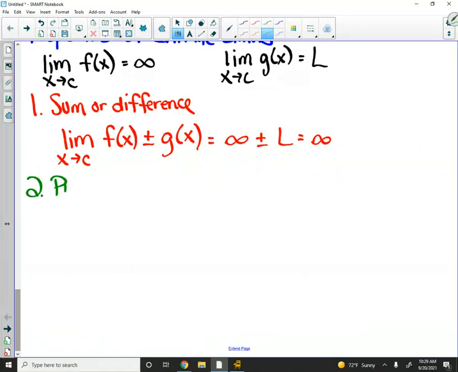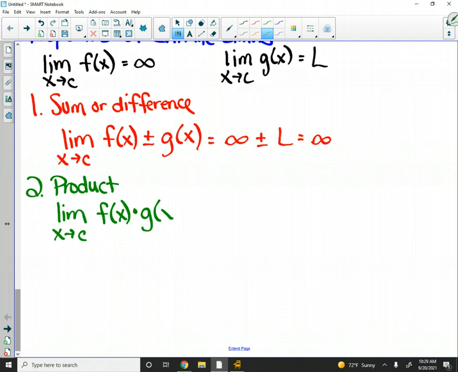All right, next one is product. The limit as x approaches c of f of x times g of x. Okay, we also had a property a little bit ago that said we're allowed to look at each of them separately. So the limit of f of x is infinity times the limit of g of x, which is some number L. So if you take infinity and you multiply it by 3, it's still infinity. If you take infinity and you multiply it by 1/4, still infinity.